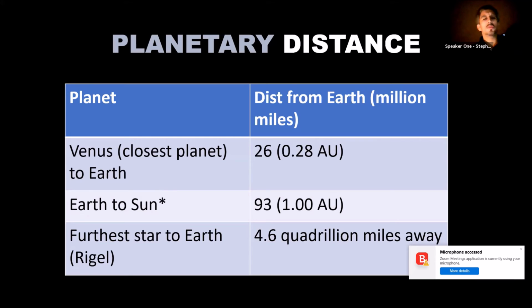But if you want to go to the far extreme thing that you can see with your naked eye, it's the star Rigel, and that is 4.6 quadrillion miles away. And quadrillion is such a big number. It has 15 zeros behind it. So that's just mind-blowing to me.